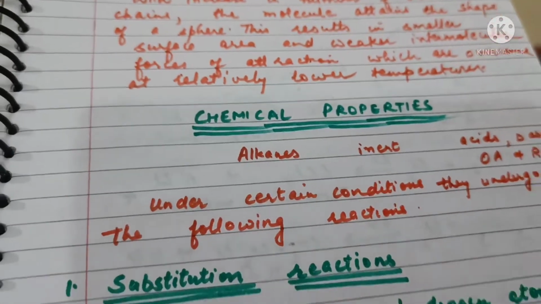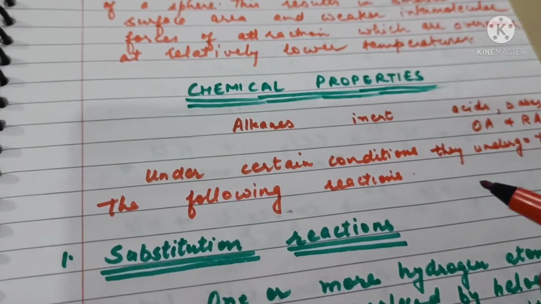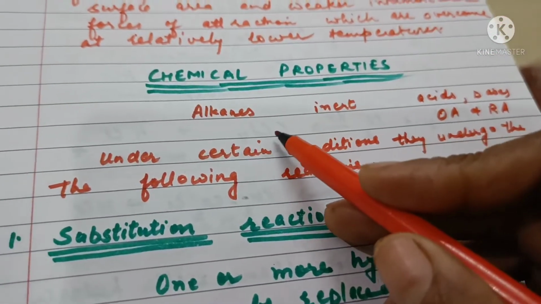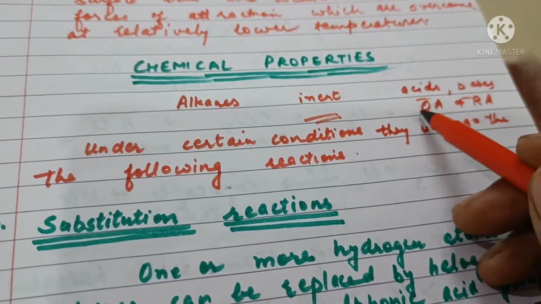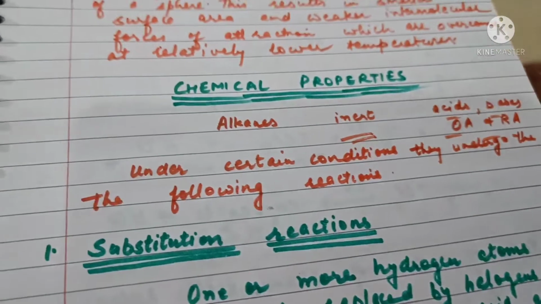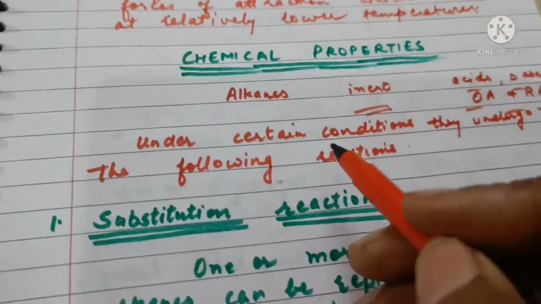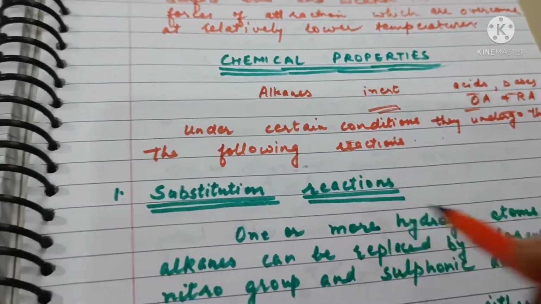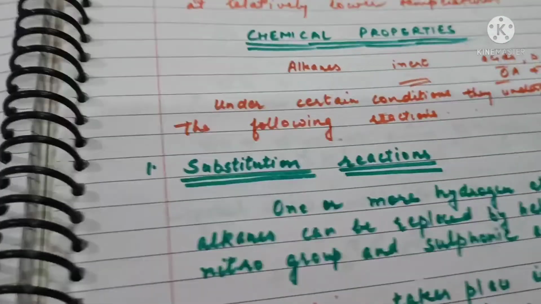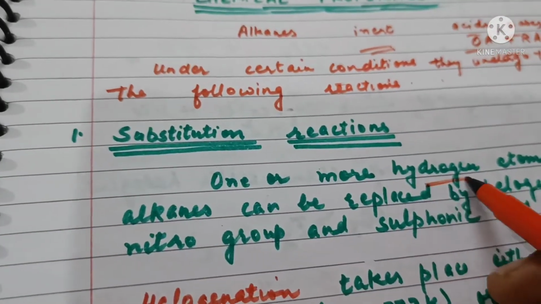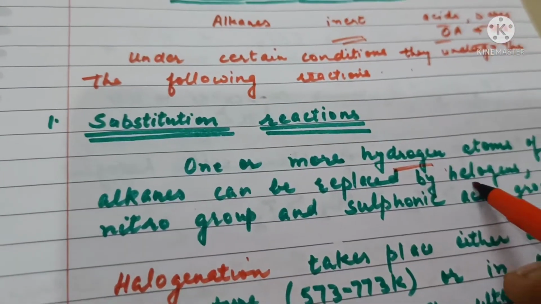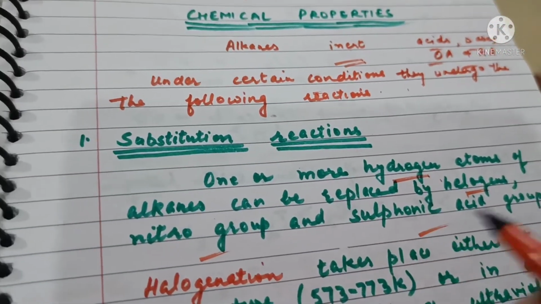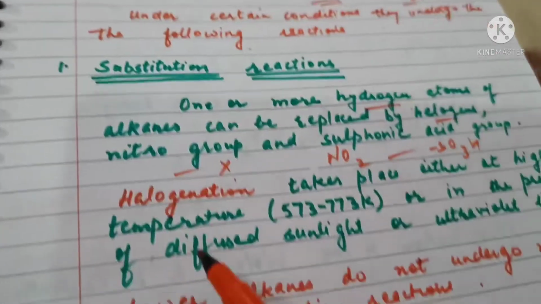Next is chemical properties of alkanes. So alkanes, as we have done earlier, are generally inert in nature and do not react with acids, bases, oxidizing agents and reducing agents. Only under certain conditions will they undergo the following reactions. First reaction is where the hydrogen atom of the alkane is replaced by some other group, for example, halogen, nitro group or sulfonic acid group.